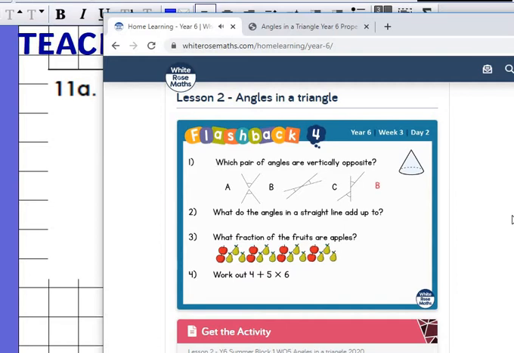Number 2. What do the angles in a straight line add up to? You might remember that a straight line is two right angles or two quarter turns together, which is 90 plus 90, which sums to 180.